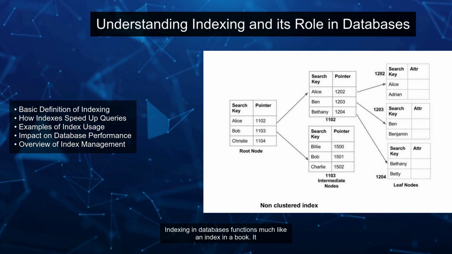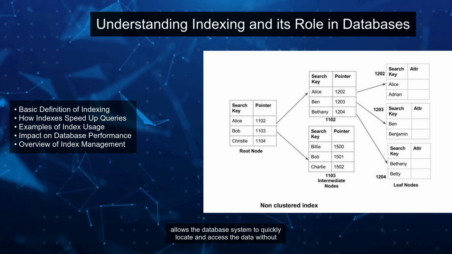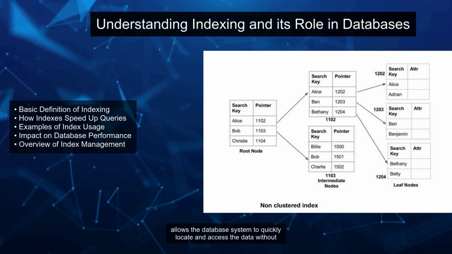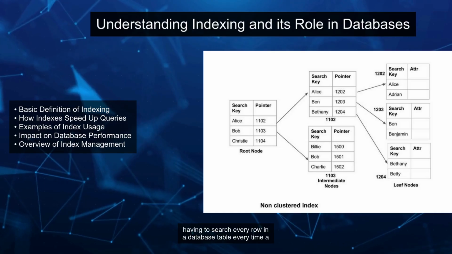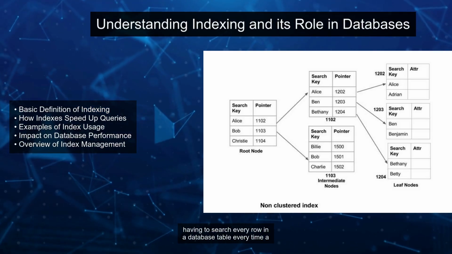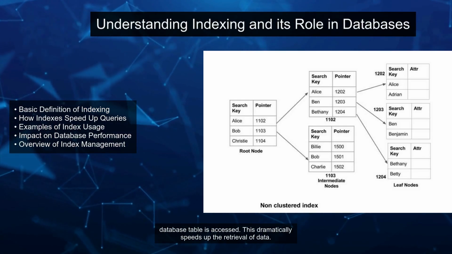Indexing in databases functions much like an index in a book. It allows the database system to quickly locate and access the data without having to search every row in a database table every time a database table is accessed. This dramatically speeds up the retrieval of data.